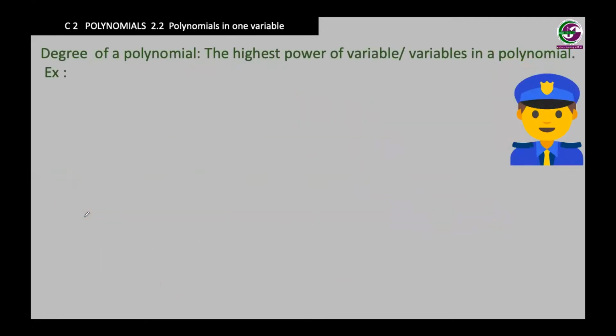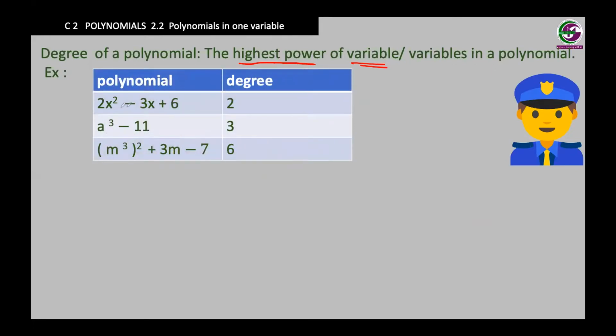Now, next one is degree of a polynomial. What's the meaning of the degree of a polynomial? Degree means the highest power of what? The variable or variables in a polynomial. Let's see the example. Look at this one. This is a polynomial with three terms, or specifically, what name is it? Trinomial. Great. Now, what are the variables here? Only x. There is an x here, there is an x here. Look at the power. The power is 2 here and the power is 1 here. What is the highest power? 2. So the degree of this polynomial is 2.